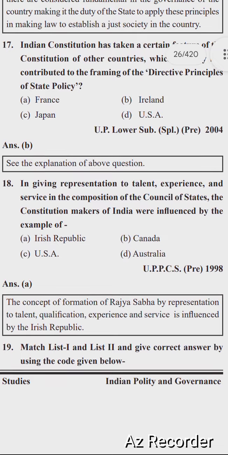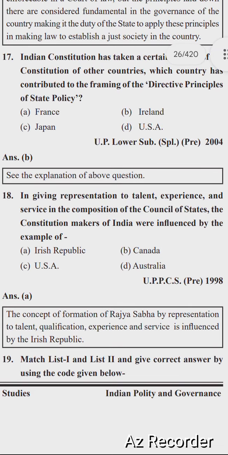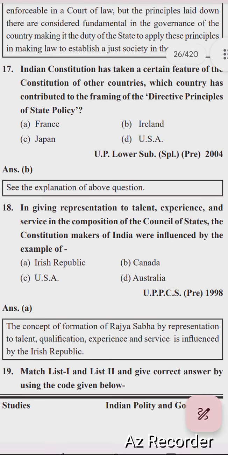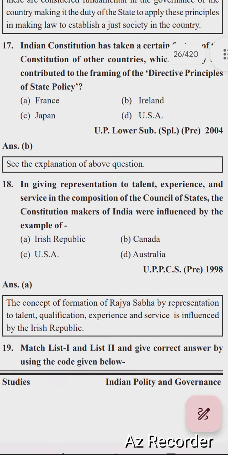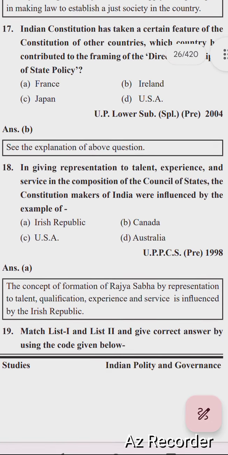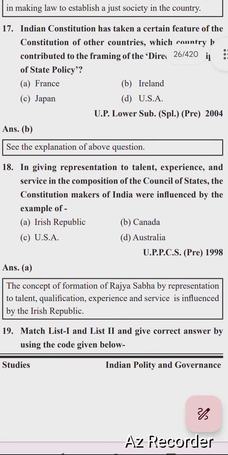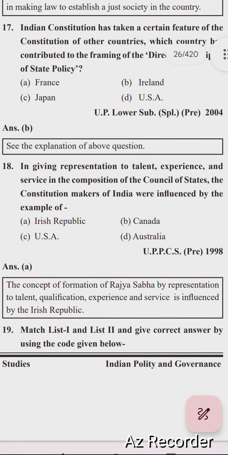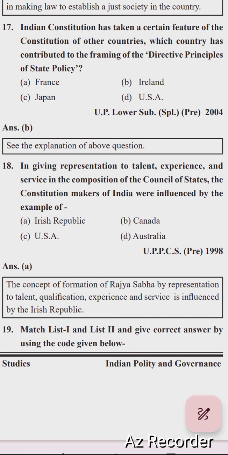Next, in giving representation to talent, experience and service in the composition of the Council of State, the constitution makers of India were influenced by the example of which country? Options are Irish Republic, Canada, USA and Australia. Right option is option number A, Irish Republic. The concept of formation of Rajya Sabha by representation of talent, qualifications, experience and service is influenced by the Irish Republic.